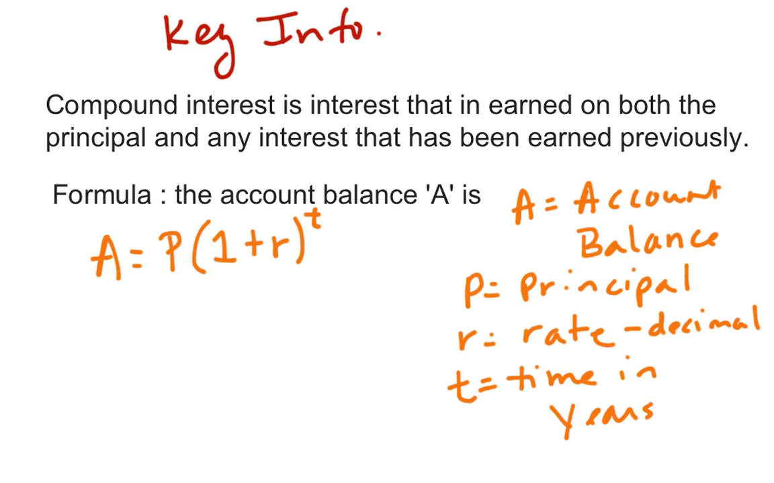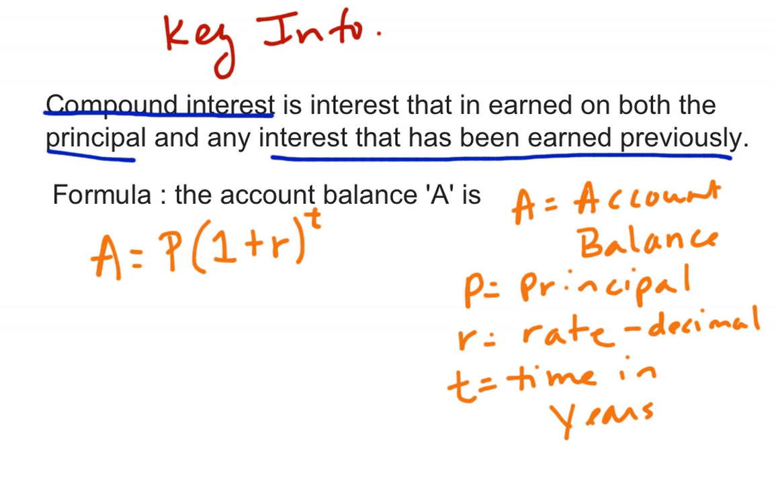So here's the key information I want you to write down in your notes. I need you to type two parts of your key information. The first one is the definition of compound interest. We're not just going to calculate simple interest on the principal anymore. Now we're going to use a compounding formula that's going to let us calculate interest on our interest. So if you type this in, compound interest is interest that is earned on both the principal and any interest that has been earned previously.